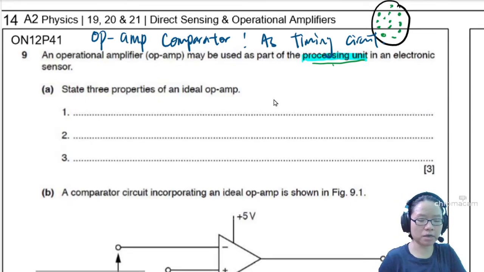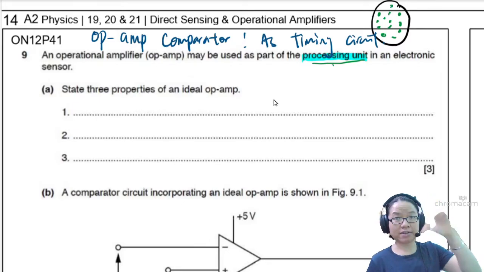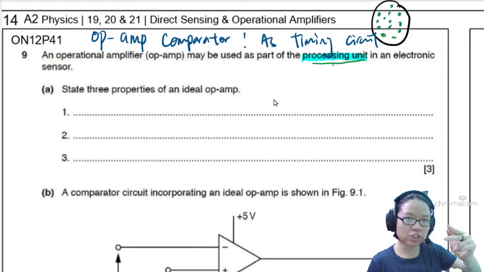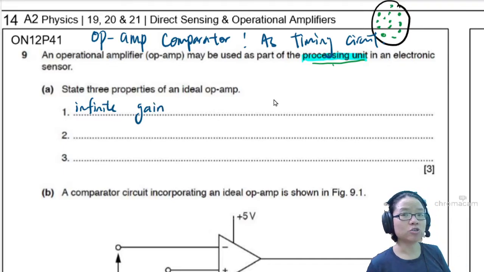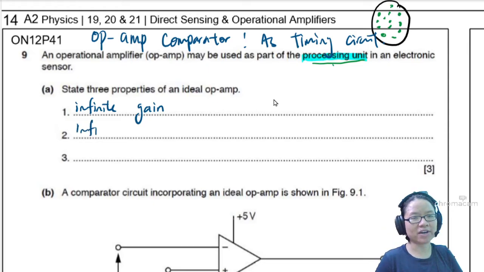The first thing I think about is saturation. The op-amp easily saturates with any slight change in the input between V plus and V minus, so I would say infinite gain. And the best kind of op-amp has no lag, so I will say infinite slew rate. You can write anything you want.